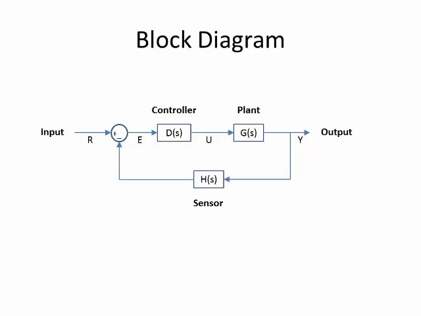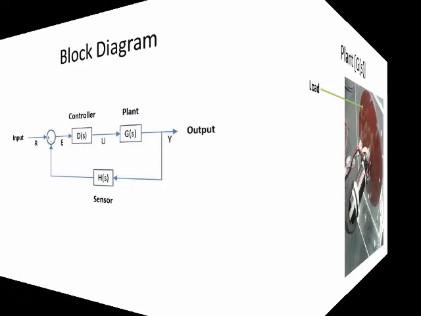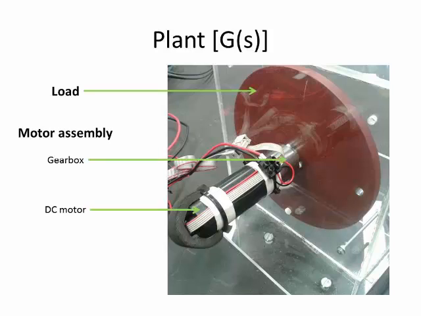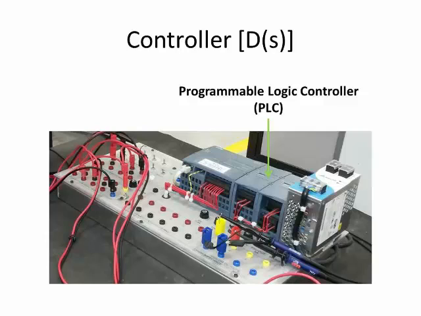Now, let us map these system transfer functions and signals to the hardware that we're going to use. The plant consists of two main parts, the load, which is simulated by a steel disc, and the motor assembly, which includes a DC motor and a connected gearbox. The controller is implemented in several lines of computer code. The code resides and is executed on a programmable logic controller, or PLC.